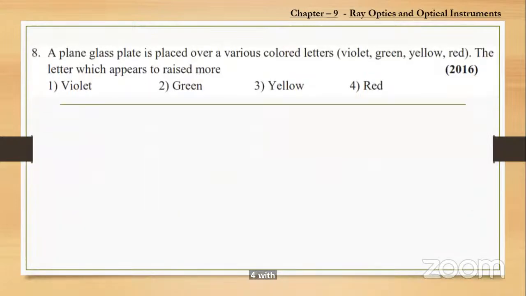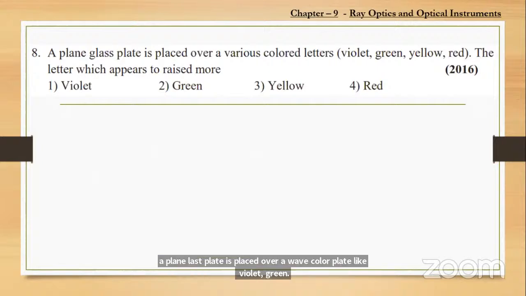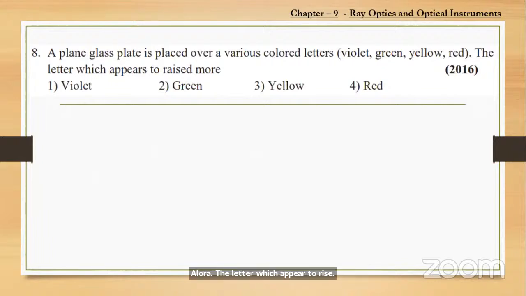Next, you can look into that one. A plain glass plate is placed over various colored plates, like violet, green, yellow, red. The letter appears raised more in which case? In which case will the letter be raised more?